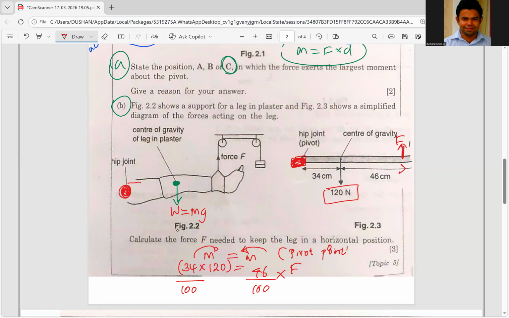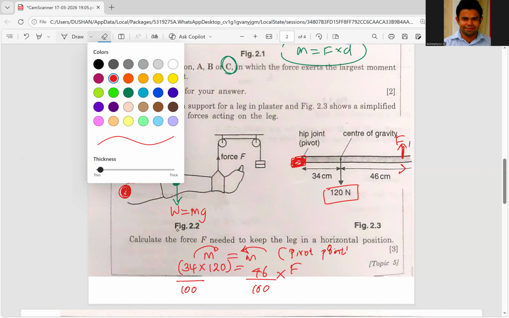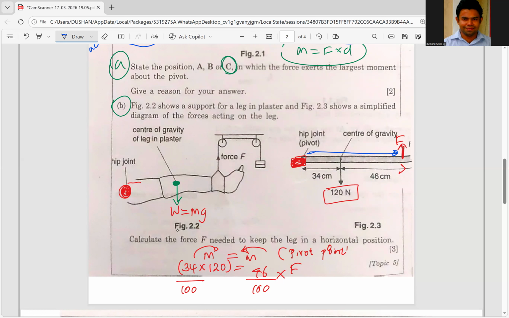88.7 newtons. Others? Sir, for the second distance, shouldn't it be 80? I made a mistake for the second distance. 80, son, you have to add both, because I said to take from the pivot point. From the pivot point, the total distance to that point is 34 plus 46, which is 80. So it is 34 into 120 equals 80 divided by 100 into F. What is the answer? 51 newtons.